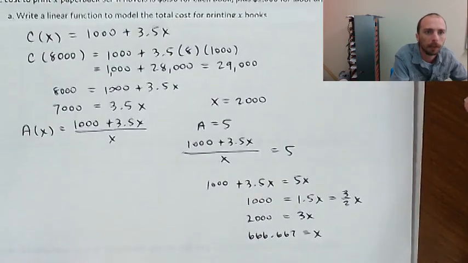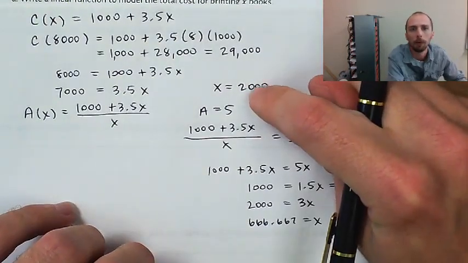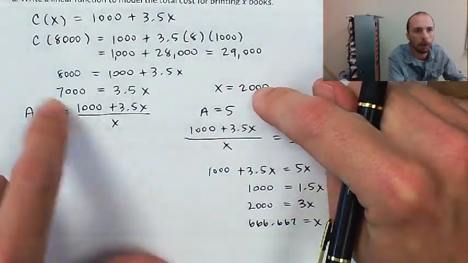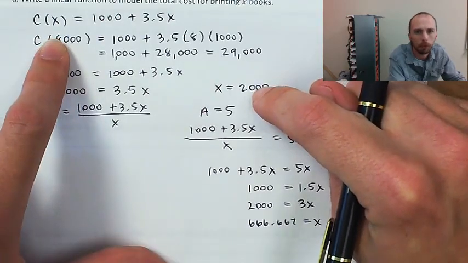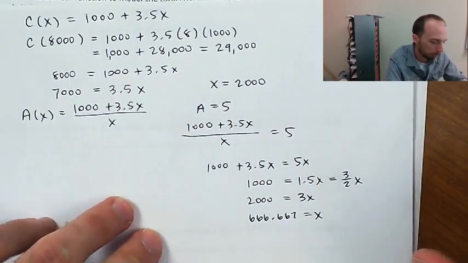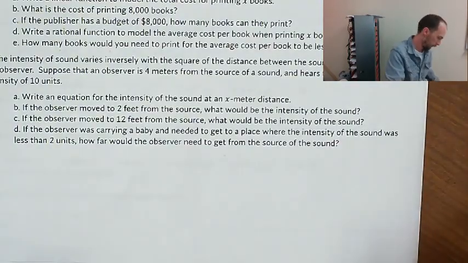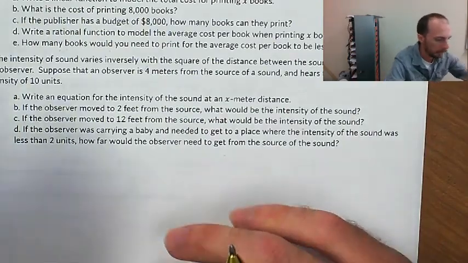And what was I thinking? Oh, yeah, when we made 2,000 books, the cost was $8,000. That's an average of $4 per book, and that is more than 667 books. Yes, that's it for that one. And that's all the room I've got on that sheet.